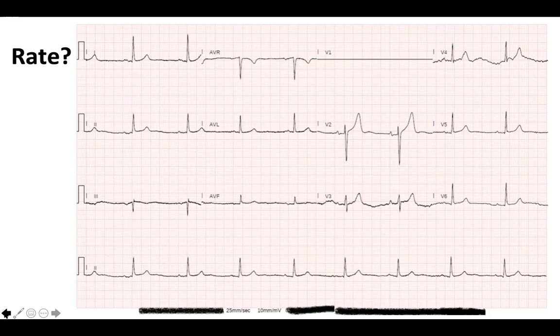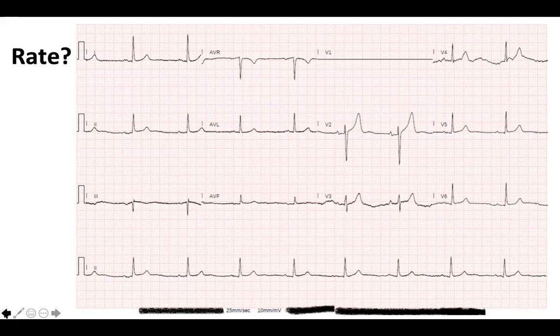So each big square would be 10 millimeters, so each big square would be 0.4 seconds. And you just have to go with that. So it'll just be double. Each big square will be double. Each small square will be, instead of 0.04 seconds, 0.08. And then you'd calculate based on that.